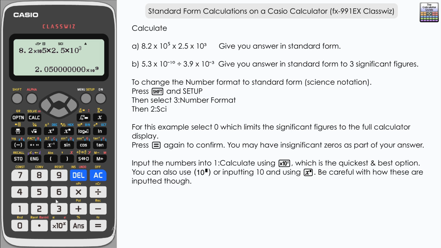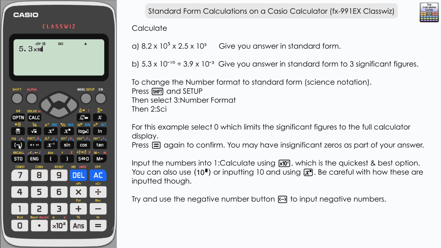Let's start by inputting the numbers. So we've got 5.3 times 10 to the, and then I tend to use the negative number button here rather than the minus. It will still work with the minus, but it's a good habit to get into to just use the minus for subtraction and use the negative number button if you are inputting a negative number. So negative 10 divided by 3.9 times 10 to there, and then it's negative 3. And press equals. Here we have the correct answer, 1.35897 and so on times 10 to the negative 7.